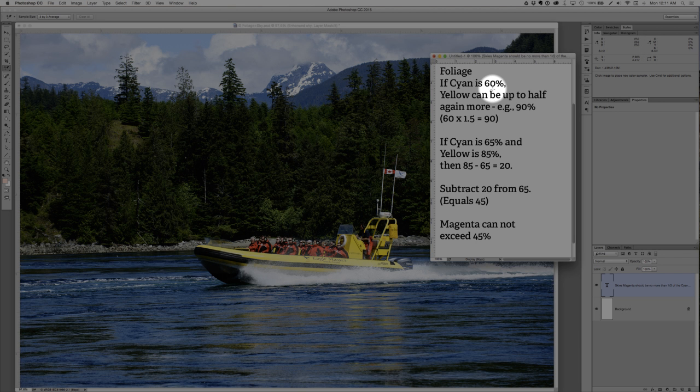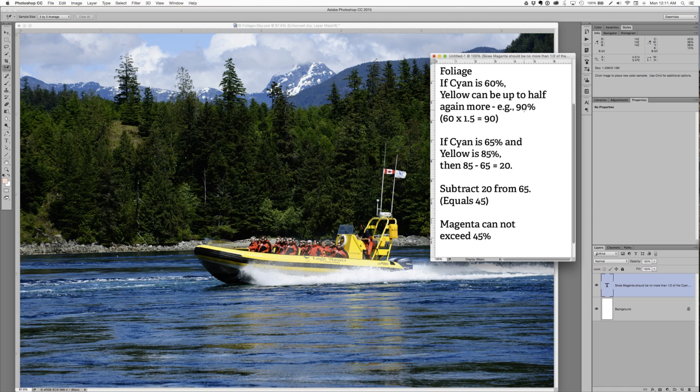The yellow can be up to half again as much. In other words, yellow can be half again more than 60. So 1.5 times 60 equals 90. So if the yellow is up to 90% when the cyan is reading 60, that would be okay. You'll find some plants where the cyan is closer, but it's very rare that the cyan is higher than the yellow or equal to the yellow. It's just too blue of a green in order to exist in nature.